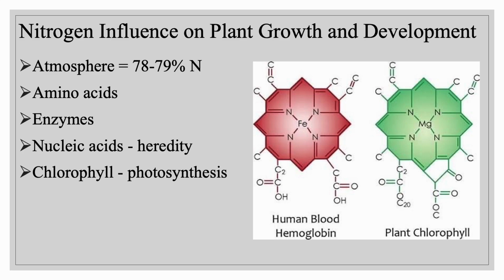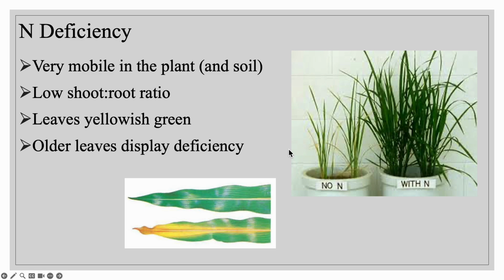Nitrogen is also important in amino acids, but most importantly, it's important in chlorophyll and photosynthesis. We can see here that nitrogen is the central component of chlorophyll. Nitrogen is very mobile in the plant and in the soil as well. That's why it's one of the most important ones that we focus on. It's very dynamic. The changes that we're going to go over in this module all happen at the same time. There is no separation or compartmentalization. We can have all of these transformations occurring at the same time.